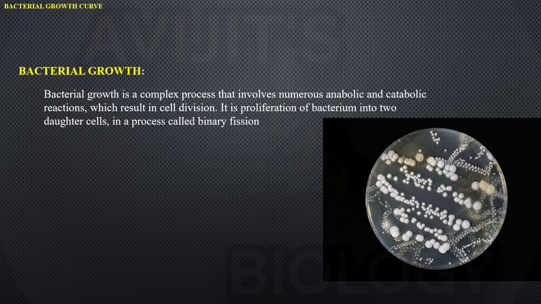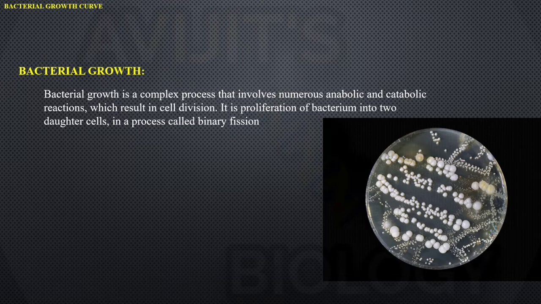In this video I am going to discuss the bacterial growth curve, and I will discuss the different phases of the bacterial growth curve. First of all, we have to know what bacterial growth is. Basically, bacterial growth is a complex process that involves numerous anabolic and catabolic reactions which result in cell division, and the proliferation of bacteria into two daughter cells in a process called binary fission.